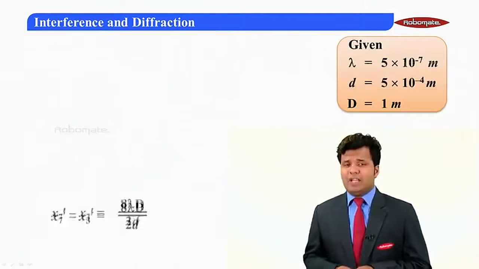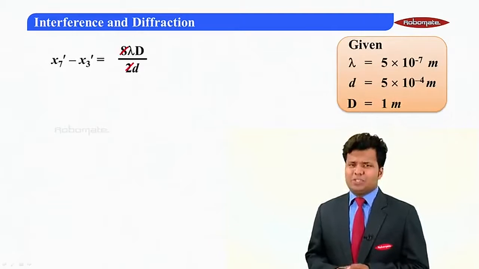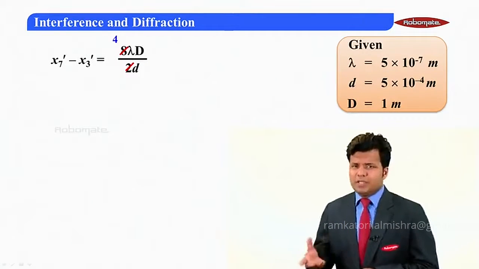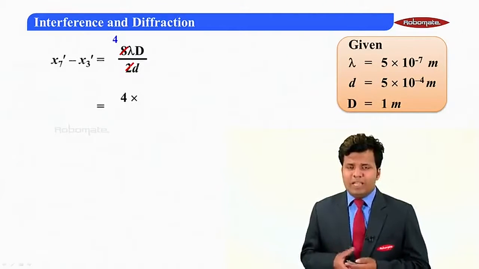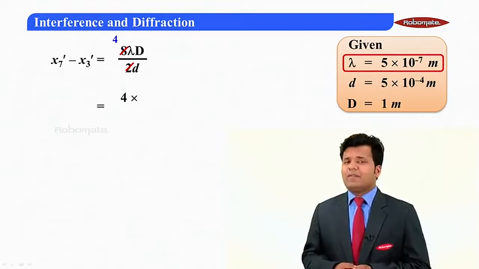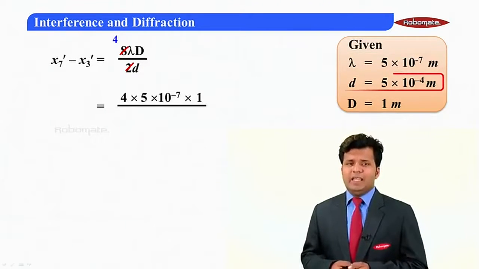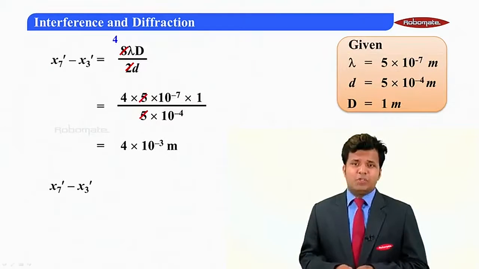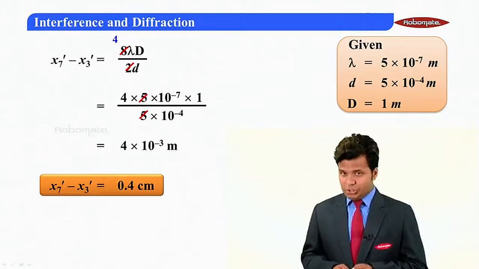We have lambda's value, we have small d's value, and we have capital D's value. Let us substitute everything one by one. There's a simple mathematical operation that 8 by 2 is 4. So after that we are substituting the value of lambda here, and after this we would be substituting the values of small d and capital D exactly at their positions. And on simplifying, you are going to get x7 dash minus x3 dash equal to 0.4 centimeter.